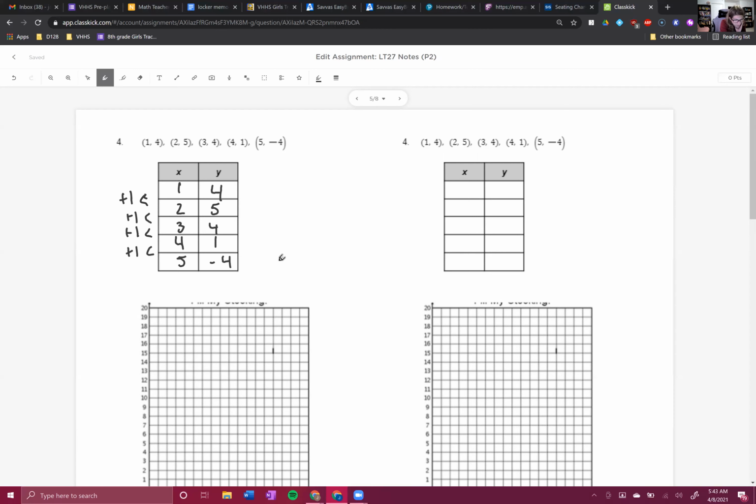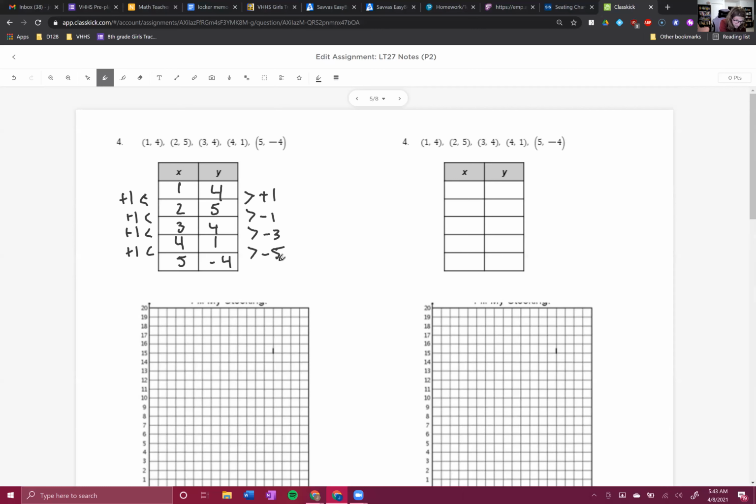Let's check for our first differences. 4 to 5, we have to add 1. 5 to 4, we have to subtract 1. 4 to 1, we have to subtract 3. 1 to -4, we have to subtract 5. It's not linear. The first difference is not all the same.